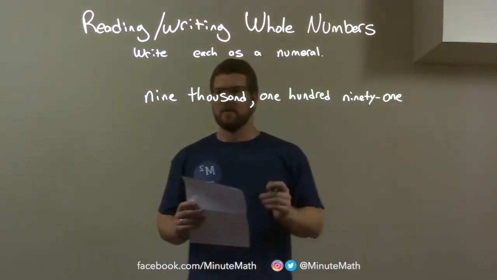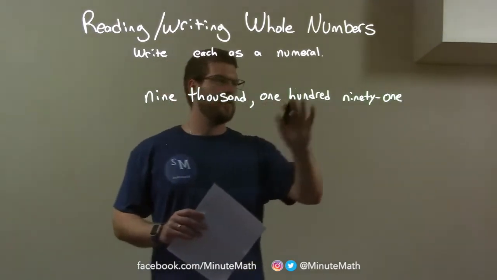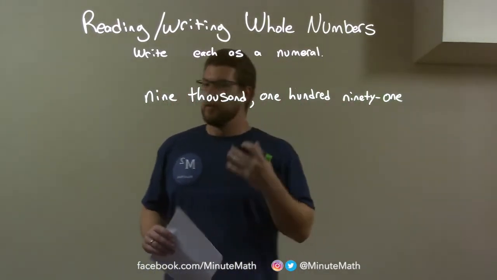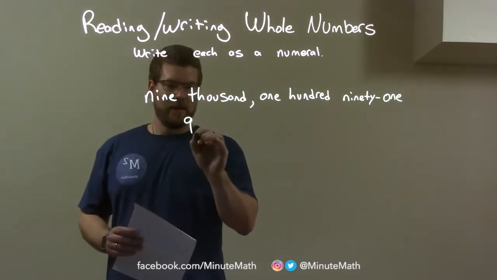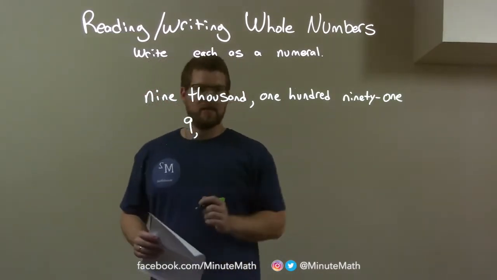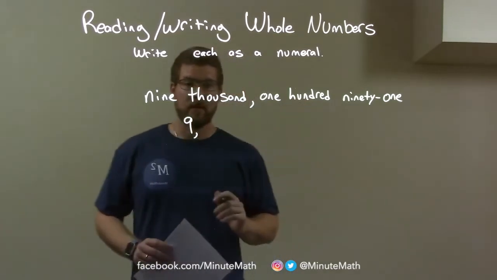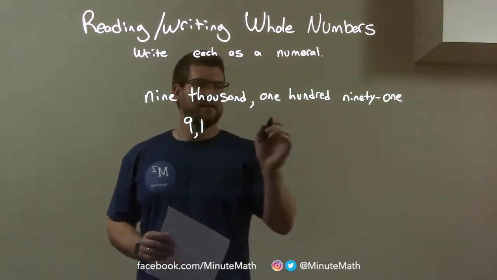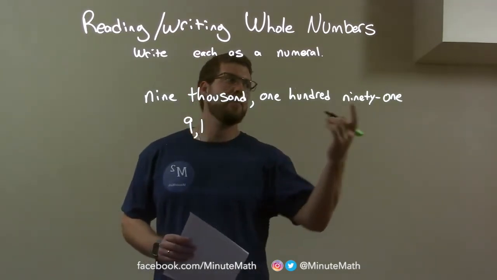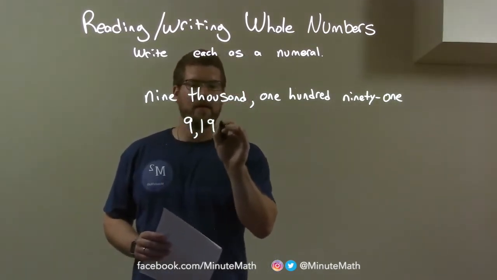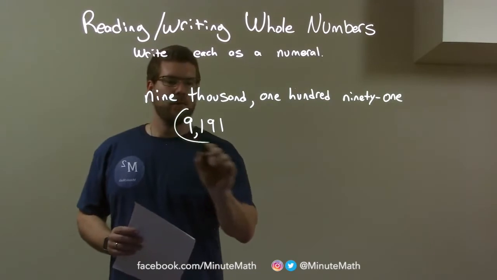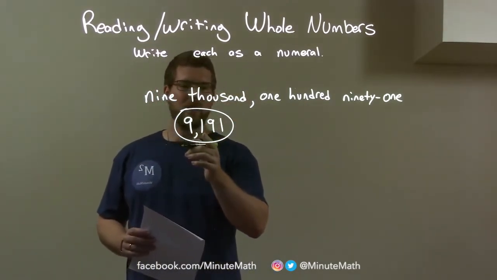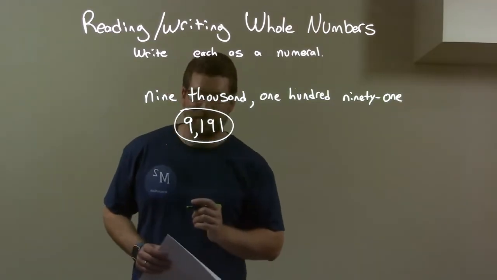9,191. First let's deal with the 9,000. So we have the 9,000 right here, and that means we have 3 places afterwards. But right afterwards, we see the 100, so there's a hundreds place. Normally 2 places afterwards, but we have 91. And there we have it. Our final answer is 9,191.